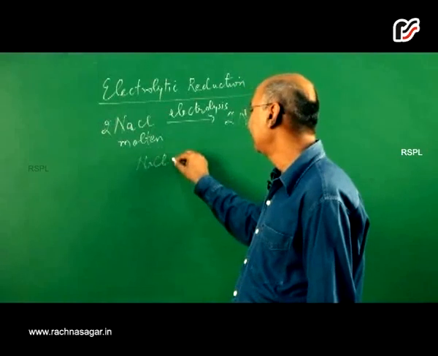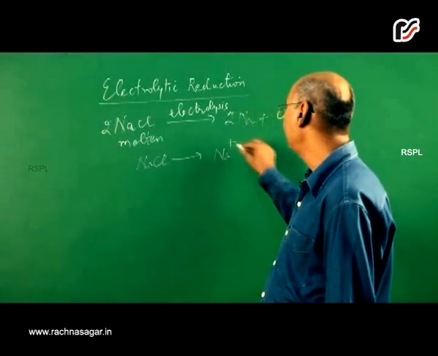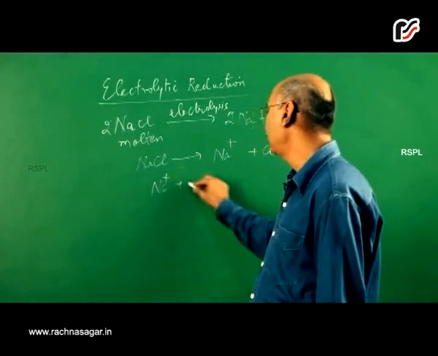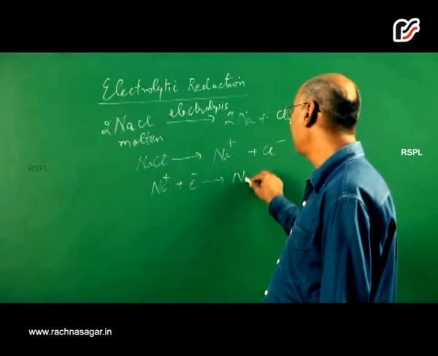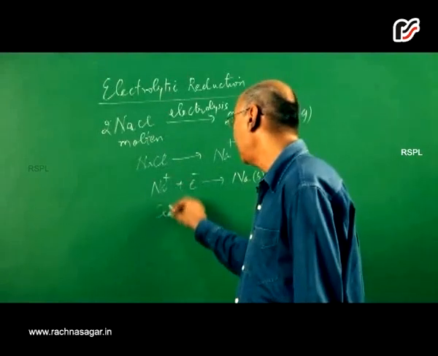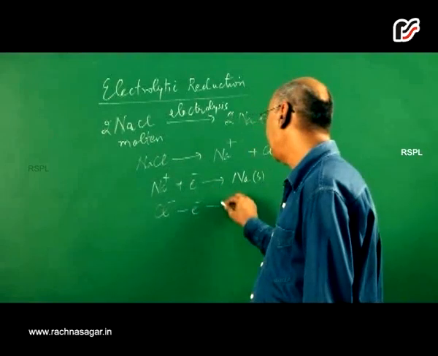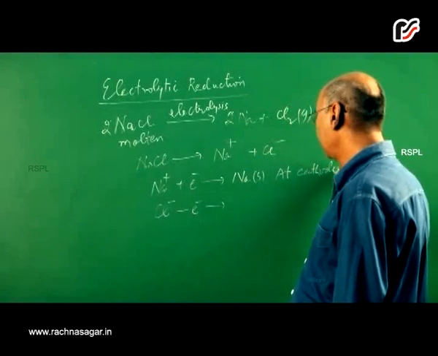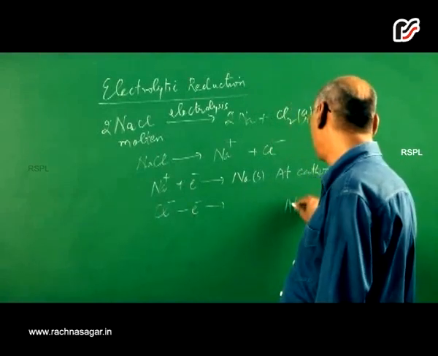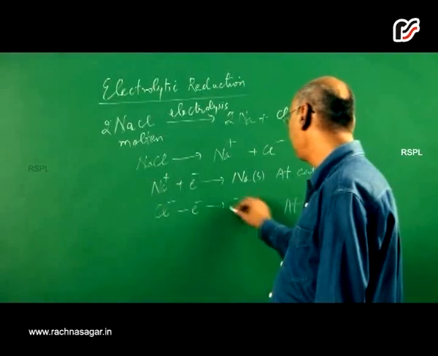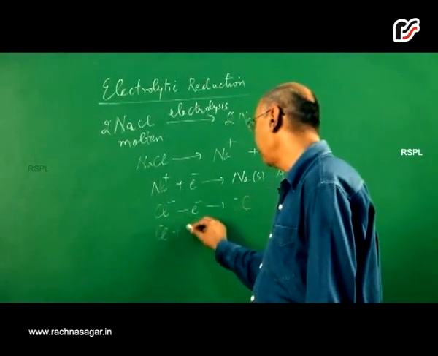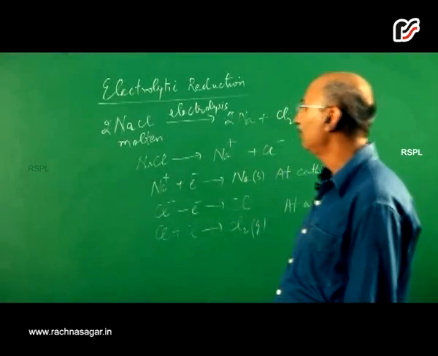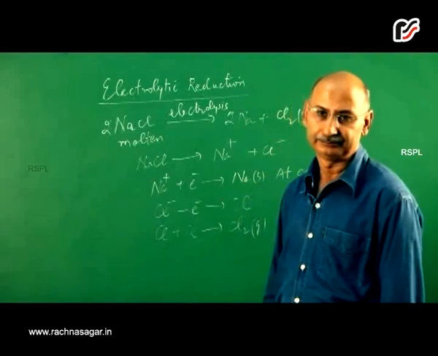If we write it stepwise, sodium chloride will break down into sodium ion and chloride ion. Sodium ion will be attracted towards the cathode. It will gain an electron and form solid sodium. This will take place at the cathode, whereas chloride ion will lose an electron at the anode and result in the formation of a chlorine atom. The chlorine atom is unstable. It combines with another chlorine atom to form chlorine gas. That is how electrolytic reduction takes place.